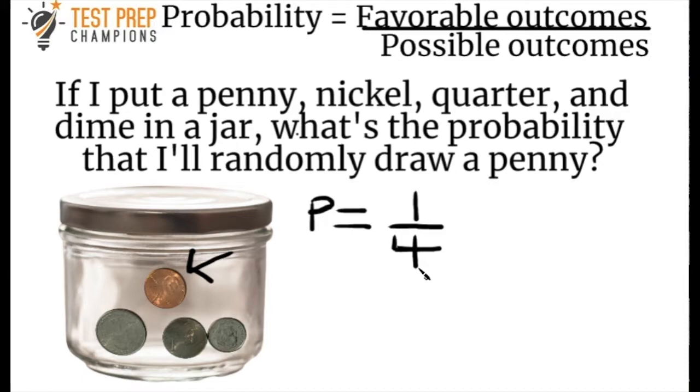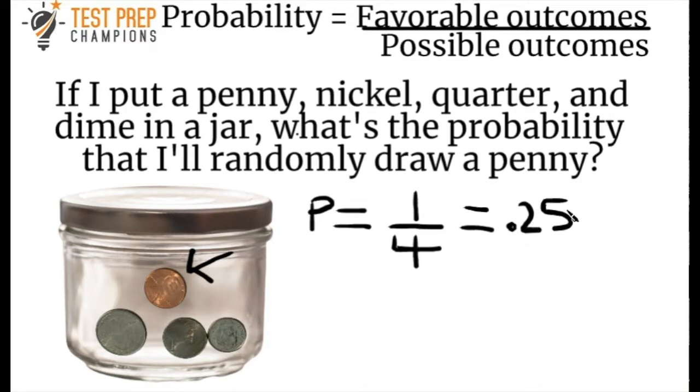Now, we can also write this as a decimal, and you can do that in two ways. You could just do 1 divided by 4 in your calculator. That's going to give you 0.25. Or you could just memorize that 1 over 4 is equal to 0.25.